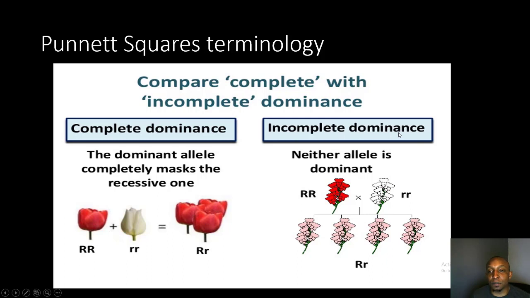And then if we look at incomplete dominance, neither allele is dominant. So here's that homozygous dominant red, but then here's the homozygous recessive. But if you notice in the offspring, neither one is dominant, because we can tell all of them are not red and all of them are not white. More so, they are actually a cross between each other, and that's why we end up with these pink flowers right here.